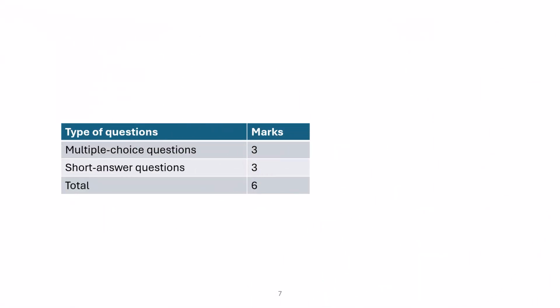The Special Relativity and Scientific Investigation section is worth a total of 6 marks, consisting of 3 multiple-choice questions and 1 short-answer question, each valued at 3 marks. This section accounts for 6.4% of the overall assessment, which has a total possible score of 130 marks.